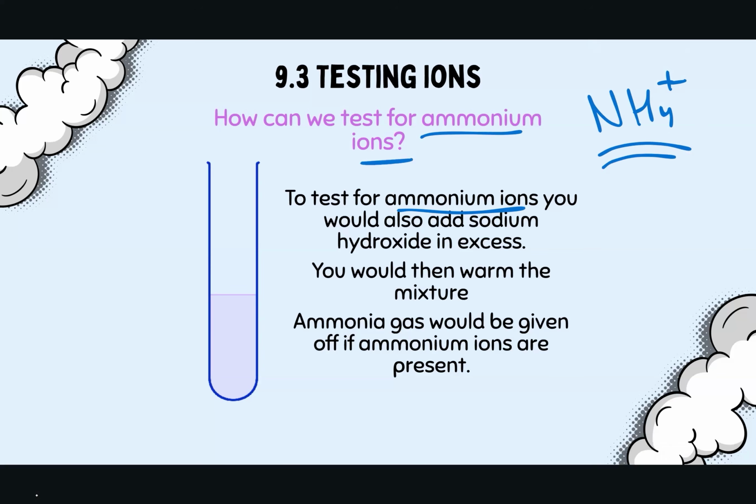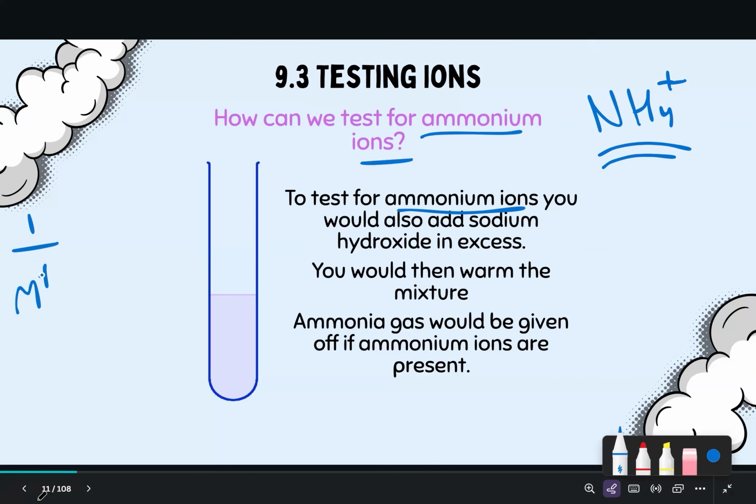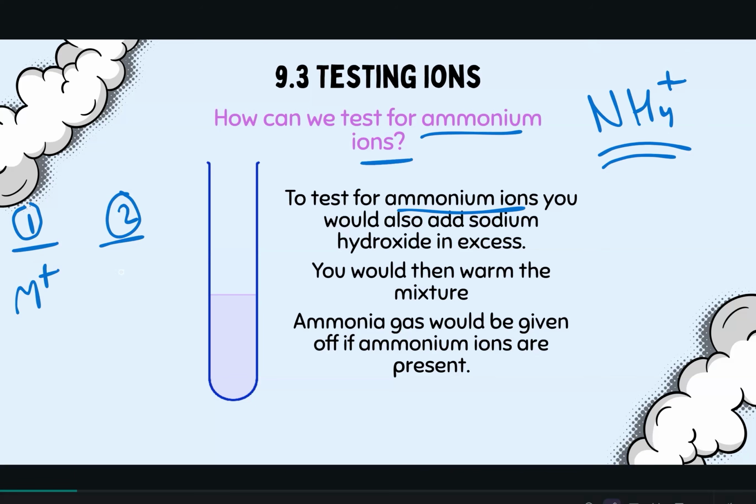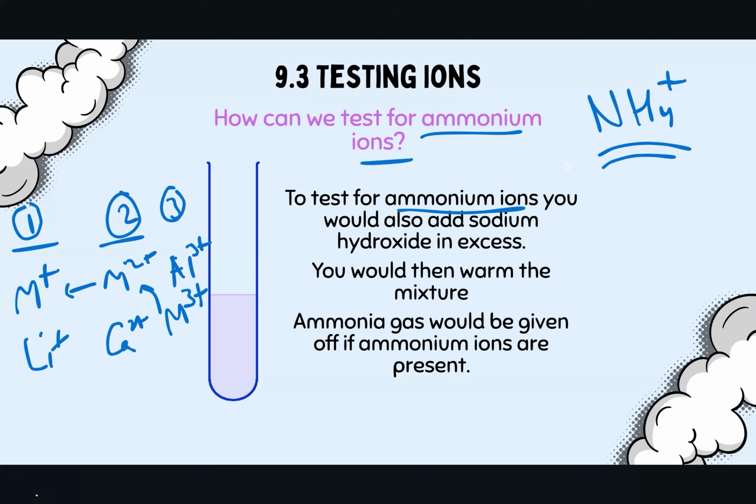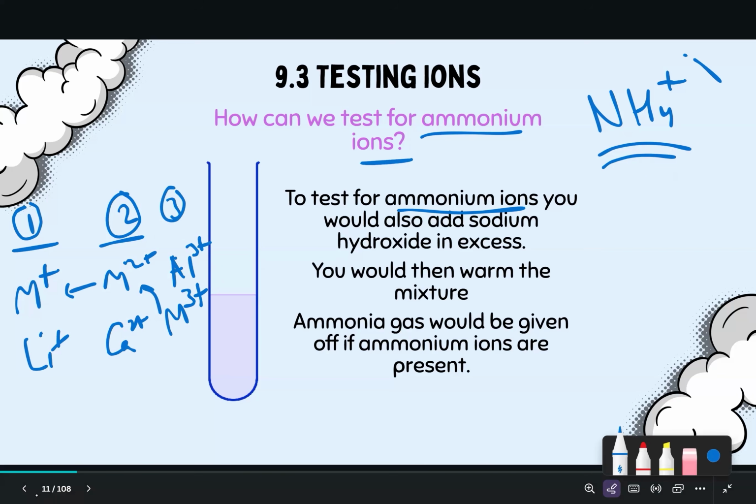So this comes in the same category as your metal ions, because group 1 metals give us metal plus, group 2 metals give us metal 2 plus, and group 3, for example aluminium, would be aluminium 3 plus or metal 3 plus, just keeping it consistent with the previous ones. So from group 1, you might have lithium plus. From group 2, you might have calcium 2 plus. And then you've got aluminium 3 plus from group 3. NH4 plus is an example of a non-metal that produces a positive ion.